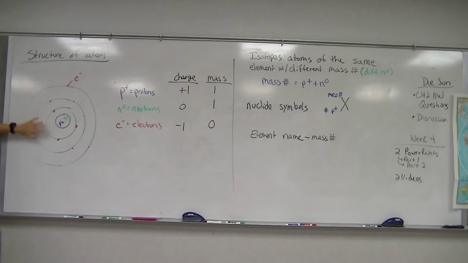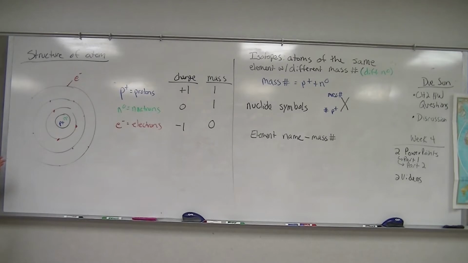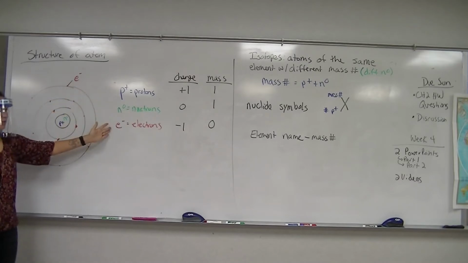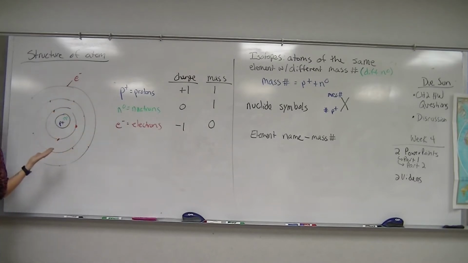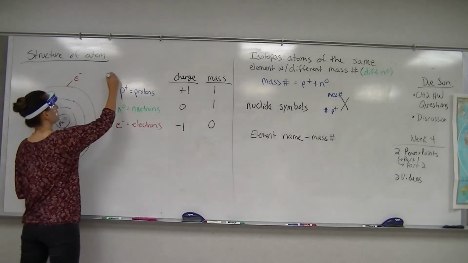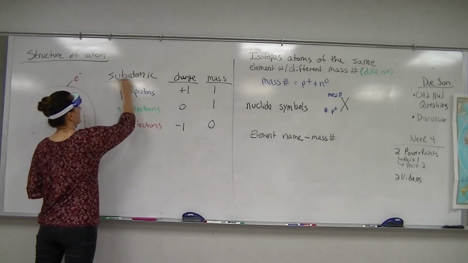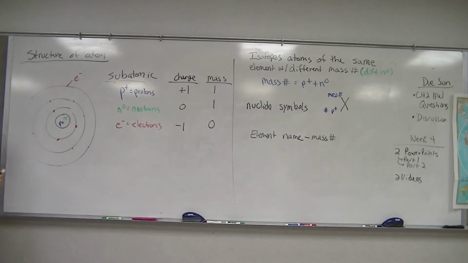For the structure of an atom, this is just one representation of an atom. There are several different ways that people represent and draw atoms. This is a simplified version of it. I'm just trying to show where the 3 subatomic particles that are present in an atom are. The 3 subatomic particles that you'll see are protons, neutrons, and electrons. We call them subatomic because they're part of an atom.